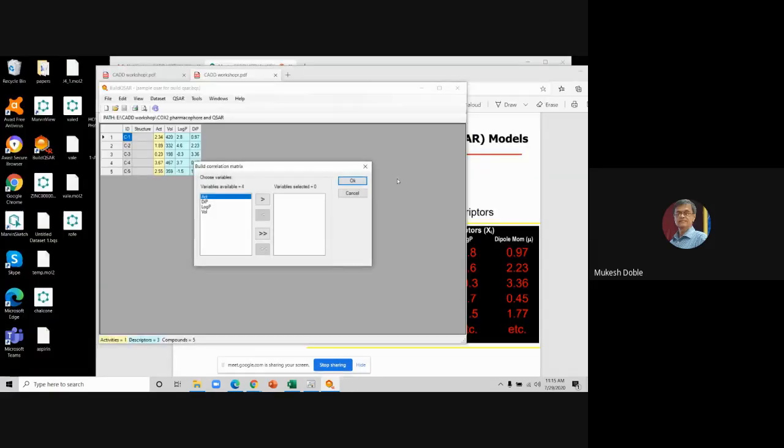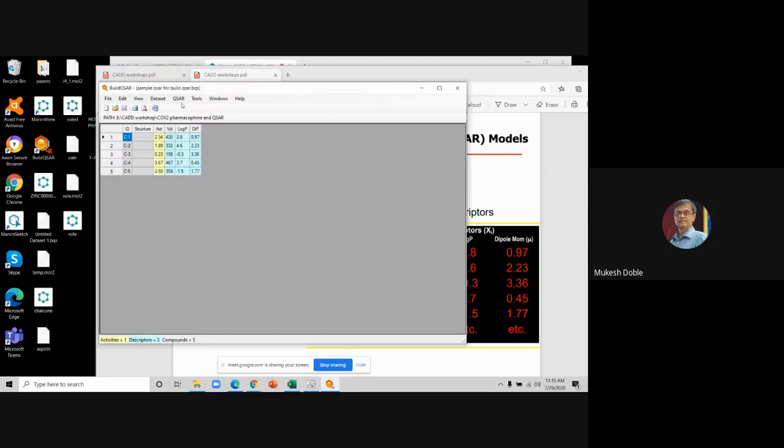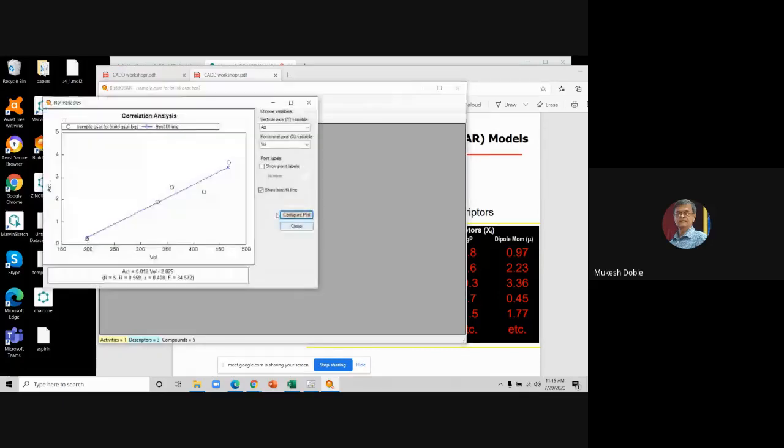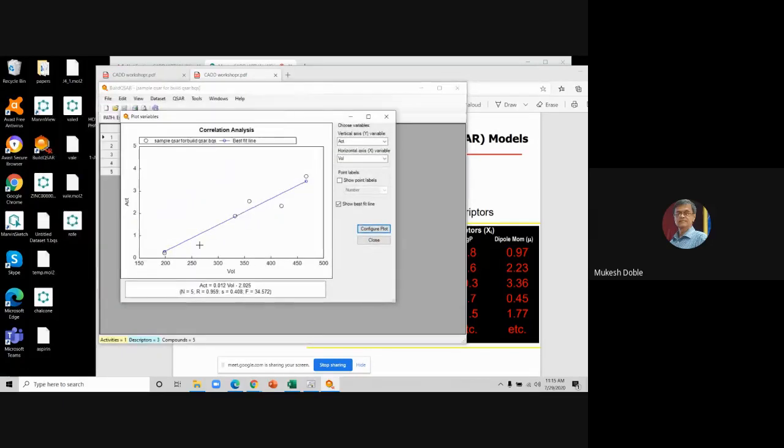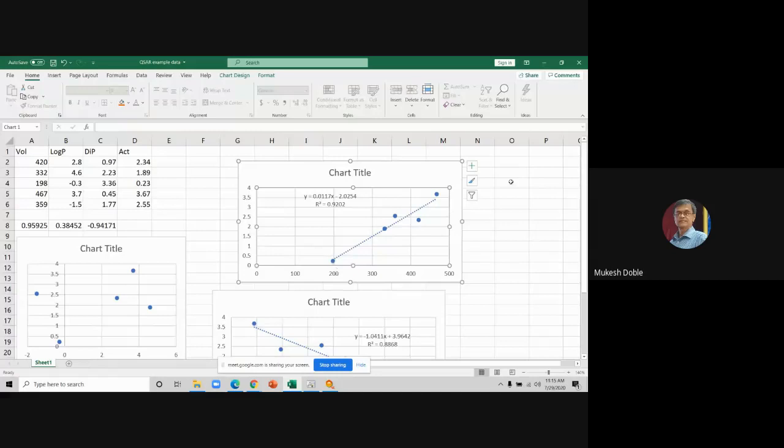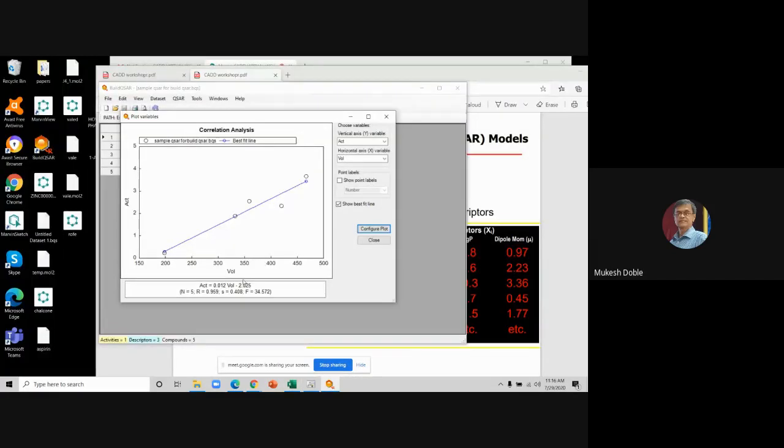Then we go to, it can plot variables. Okay, so it has plotted, as you can see. So one click it does this. In Excel, I had to do many clicks. So volume versus activity, there also we saw, you remember? Same thing it's doing, but with one click it gives you a lot of information. If you remember your analysis of variance statistics, it gives you the F value, all those things also.